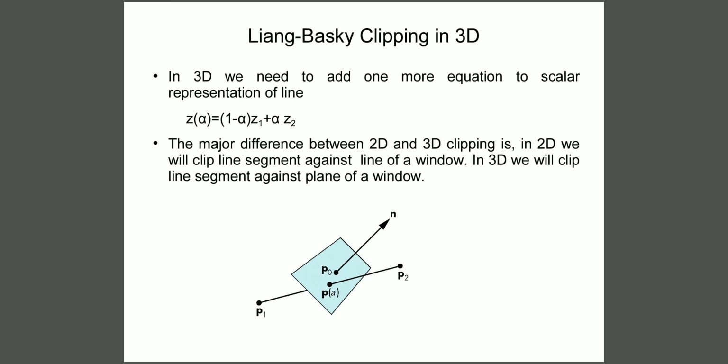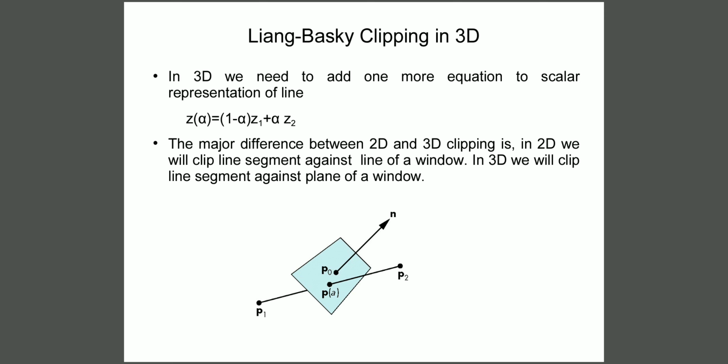Hello students, in the last video I discussed the Liang-Barsky line clipping algorithm in a two-dimensional system. Now we are going to discuss the same algorithm in a three-dimensional system. In 2D, we represent the line segment as two scalar equations. Those are x of alpha equal to 1 minus alpha into x1 plus alpha into x2, y of alpha equal to 1 minus alpha into y1 plus alpha into y2.